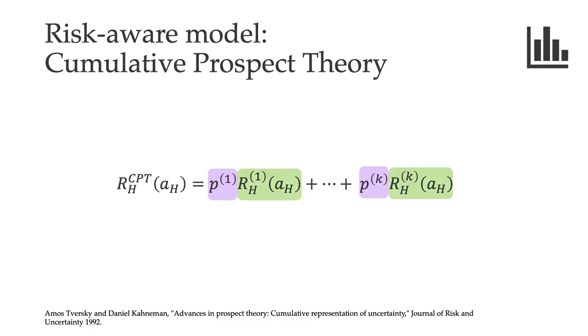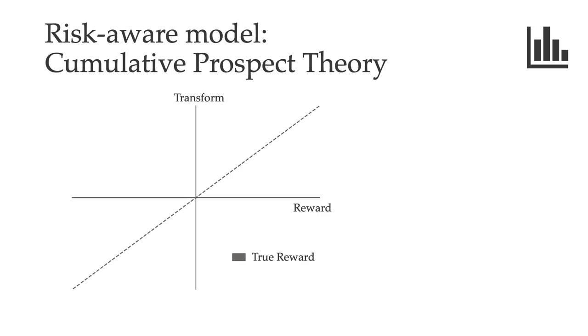With CPT, what's important is that we aren't really introducing a completely new model. We're still optimizing expected reward, but human suboptimalities are explained by nonlinear transformations and probabilities and rewards associated with each outcome. We'll step through both of these transformations, starting with the reward transformation. Here's an example of how CPT transforms rewards.